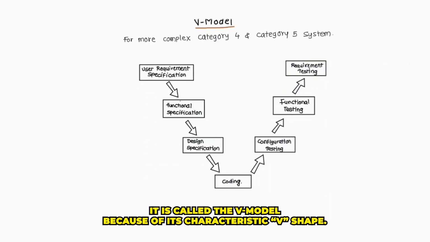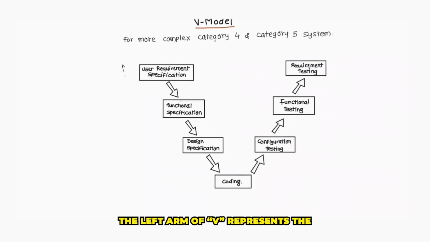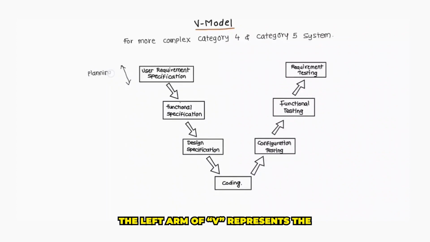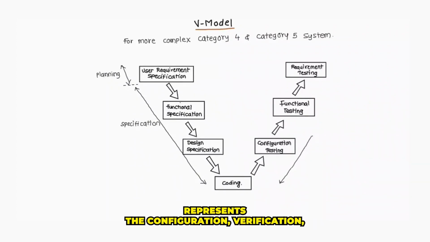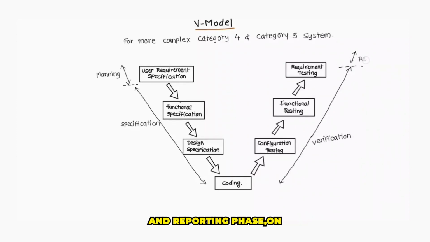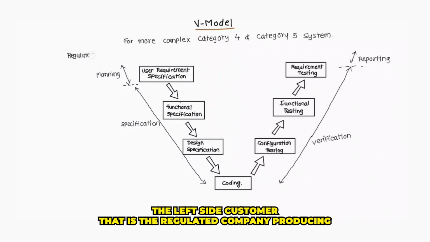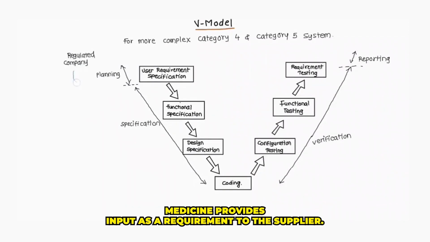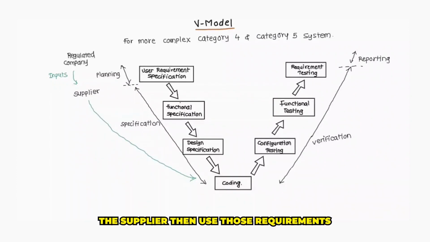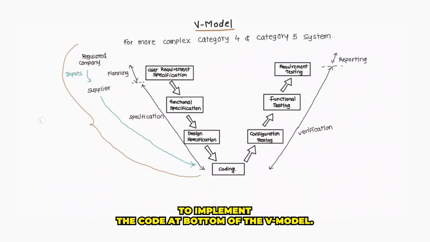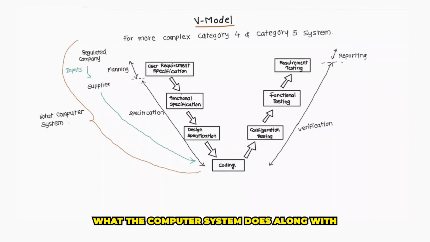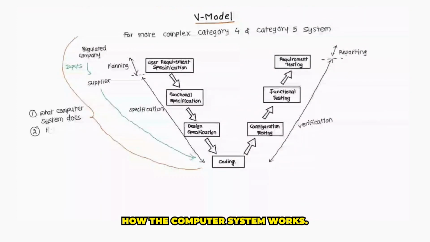It is called the V-Model because of its characteristic V-shape. The left arm of the V represents the planning and specification phase, and the right arm represents the configuration, verification, and reporting phase. On the left side, the customer, that is the regulated company producing medicine, provides inputs as requirements to the supplier. The supplier then uses those requirements to implement the code at the bottom of the V-Model. The left hand basically represents what the computer system does, along with how the computer system works.